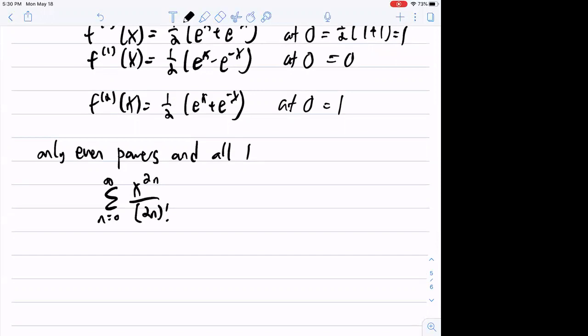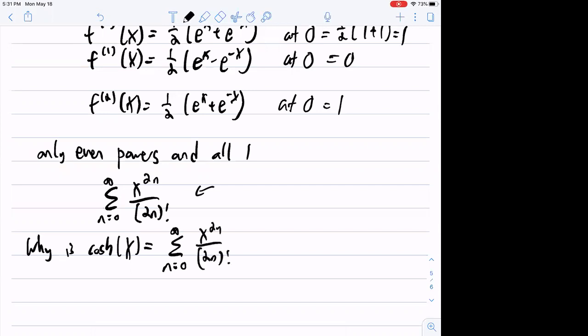And again, you can write the actual power series representation. Now, is cosh of x equal to this? Because here, this is just a series we formed from the derivatives, right? There's no reason to think it's equal to cosh. So let me just write it: x to the 2n over 2n factorial.